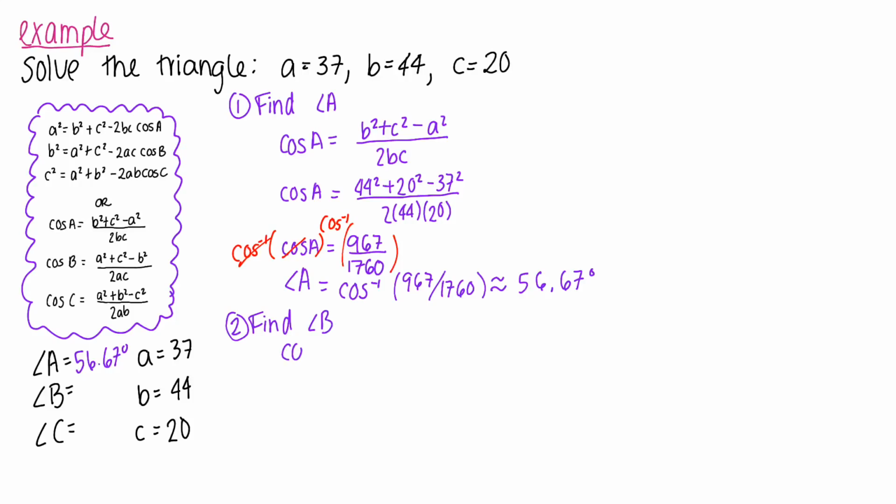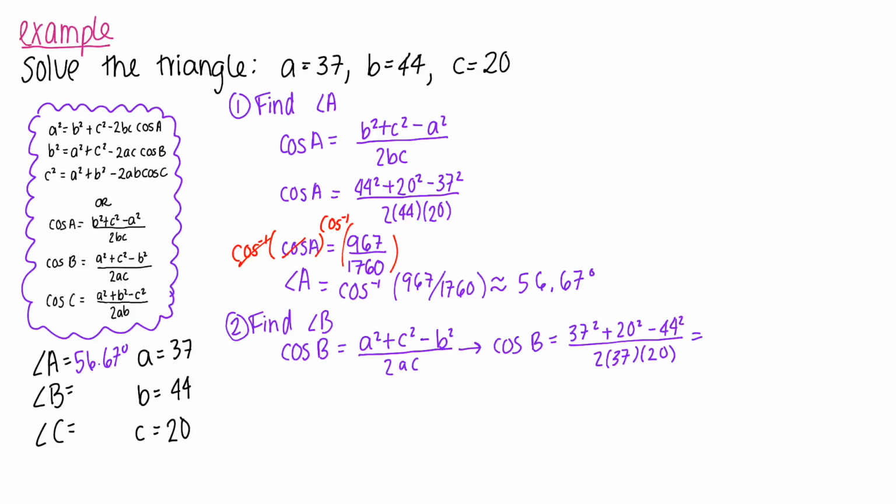So we'll use the formula cosine B is equal to A squared plus C squared minus B squared all over 2AC. So I have cosine of angle B is equal to 37 squared plus 20 squared minus 44 squared all over 2 times 37 times 40, oh, not 44. C is 20.